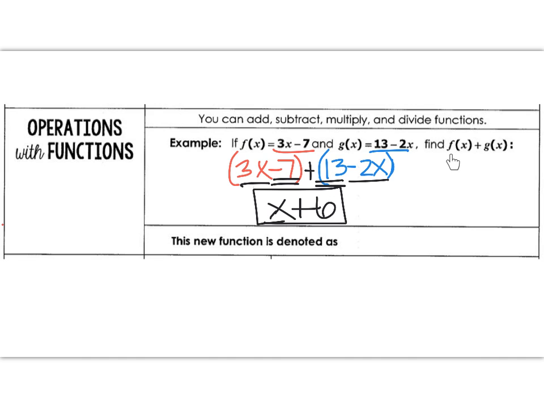Therefore, instead of writing this function as f of x plus g of x, this new function can be denoted as, we can say, f plus g of x. And just a quick reminder, anytime we're talking about functions and we have an f parenthesis, x parenthesis, we pronounce this as f of x. This is g of x. So we would read this as f plus g of x, and this is our new function.